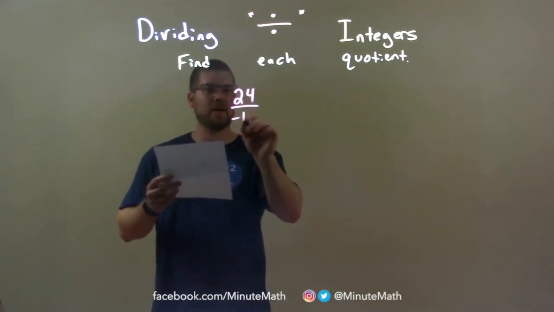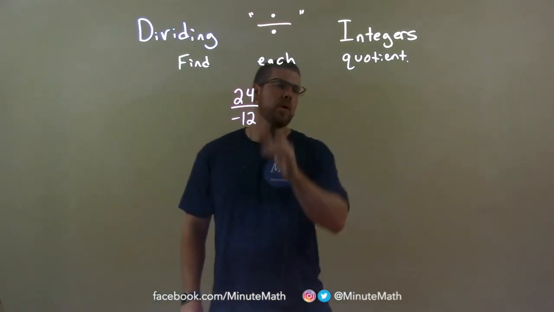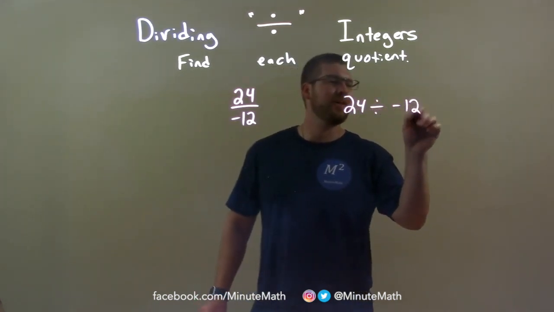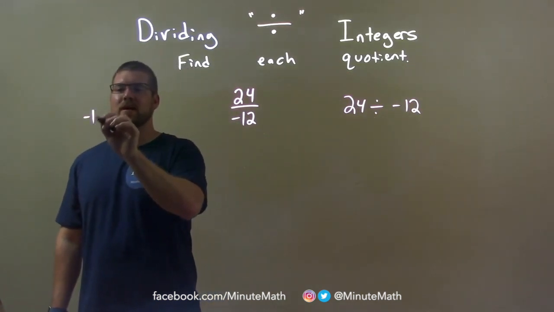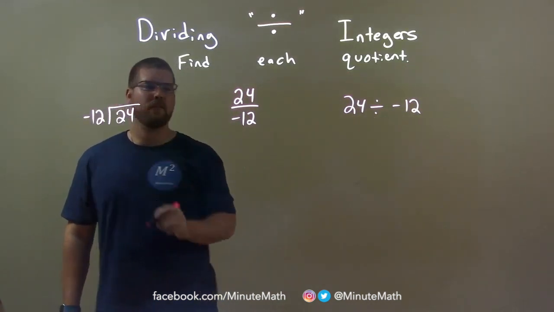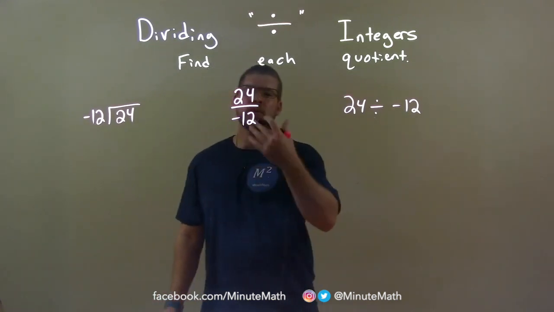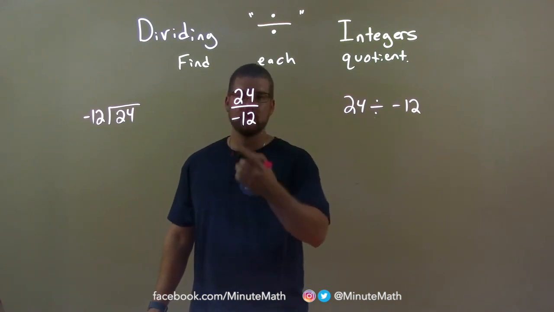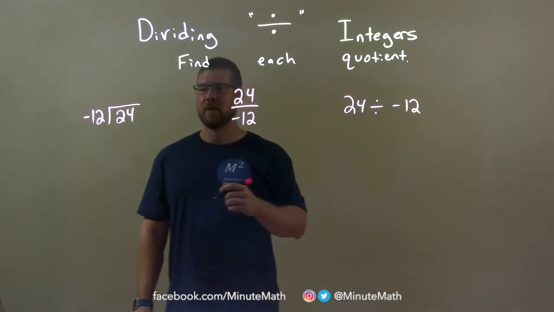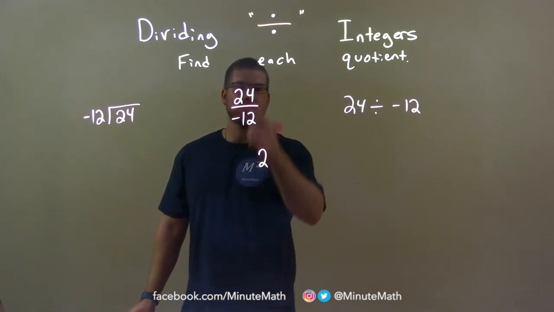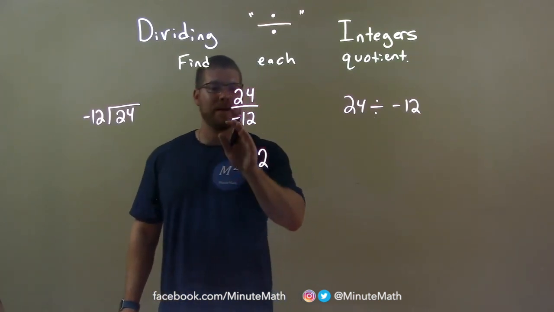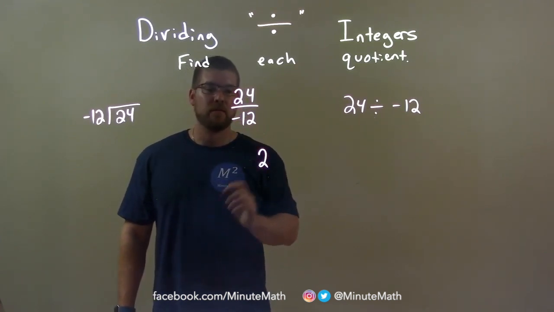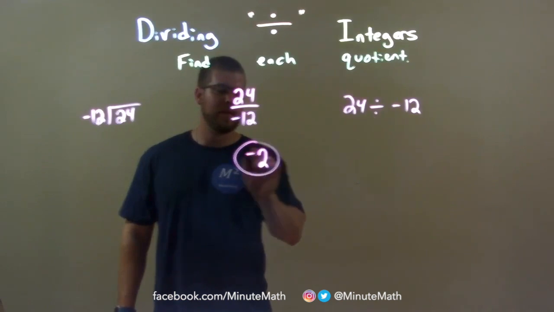24 over a -12. Okay? We can also write that as 24 divided by a -12, or in the long division form, -12 goes into 24. Okay? Now, if you can know this and see this, that half of 24 is 12, so 12 times 2 is 24, we know we have that. Okay? So that is just a 2. 24 divided by 12 is just a 2. But now we have these negatives to deal with. Okay? So a positive divided by a negative is a negative. So our final answer is just a -2.